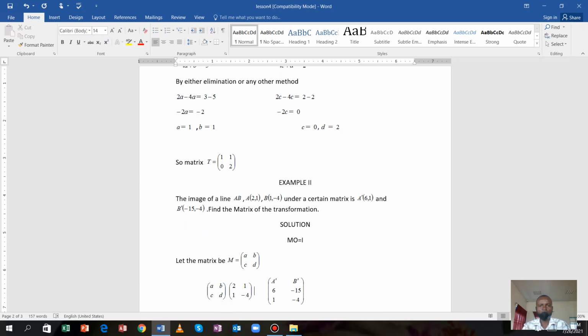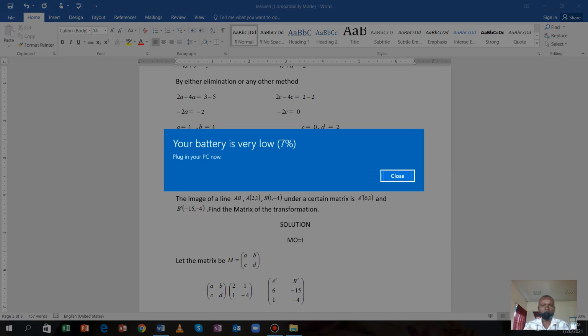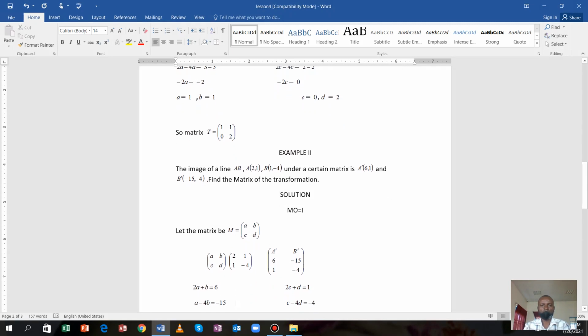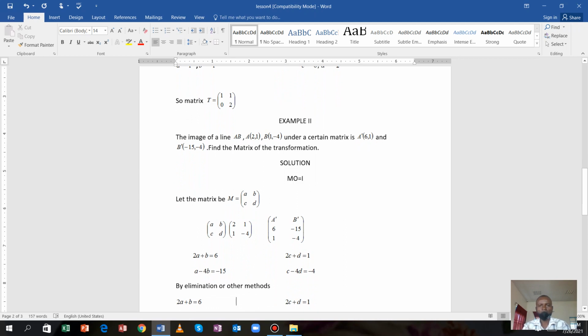It is similar to the first one. So the image of a line, this time I'm looking at a line. The other one was a point. So this is a line now. So the same format, my matrix is that one. I've called it ABCD. I multiply by the object. The object is 2, 1, then in column form 1, negative 4. Matrix times object equals image. Image is given. You can see 6, 1, negative 15, negative 4.